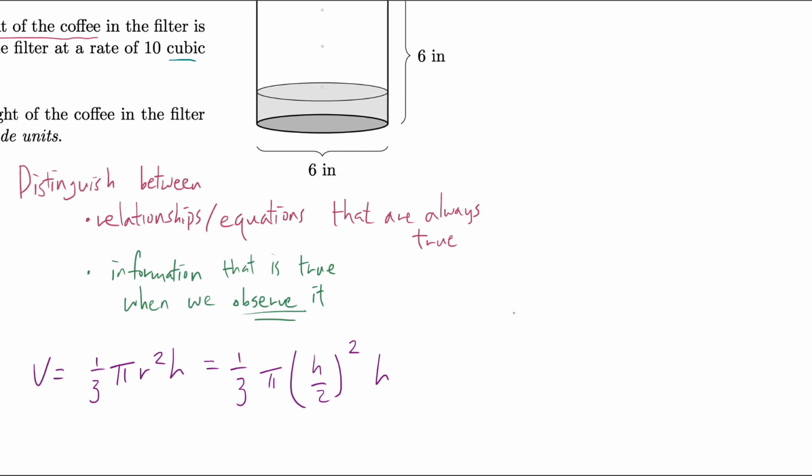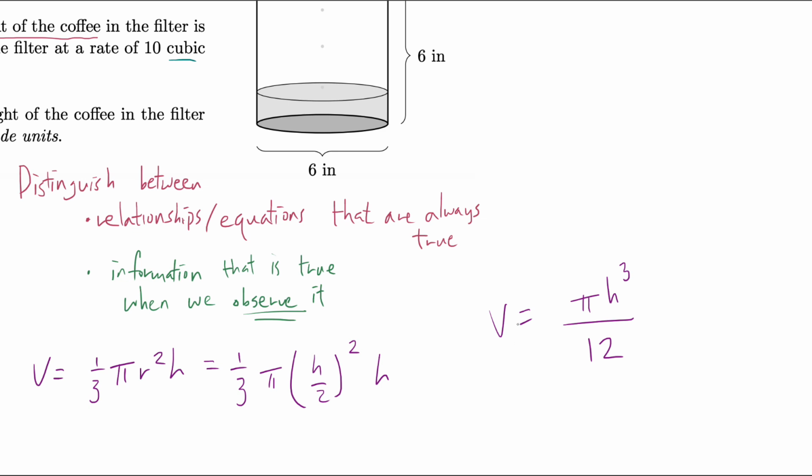Well, we have that V is equal to this thing, which I'll simplify a little more. You have H squared times H, so that's H cubed, so pi H cubed. And you're dividing by 2 squared and also 3. So that's 3 times 4, so you have 12.